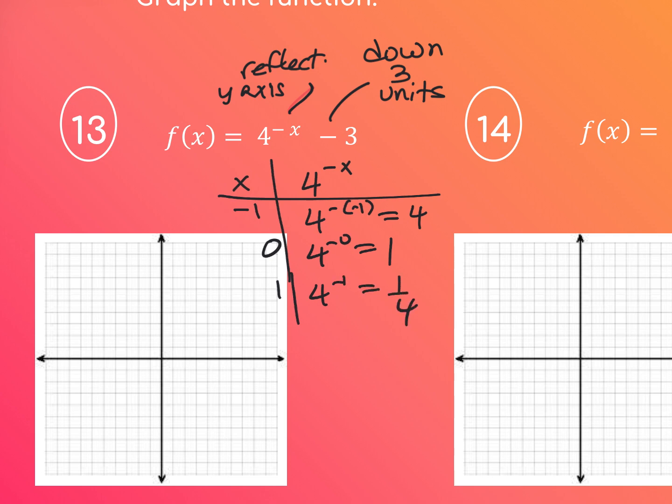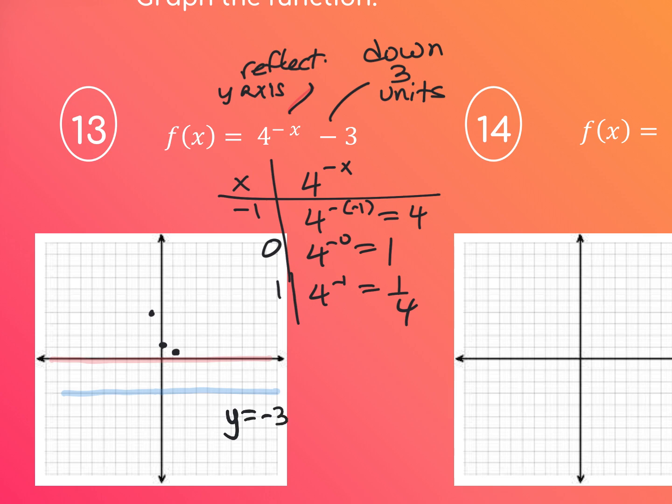So again, let me graph. -1, +4, 0, 1, and then the 1/4. And now I can take all of these and shift them down. Now my original asymptote was right here. I now need to shift the asymptote down as well. So 1, 2, 3, and it's now right here. So it's now at y equals -3.